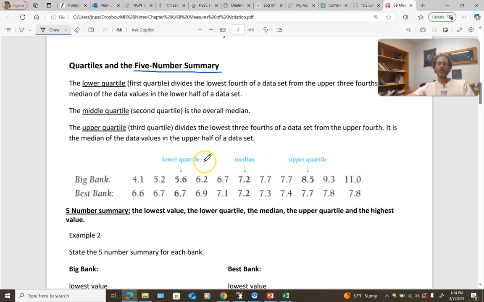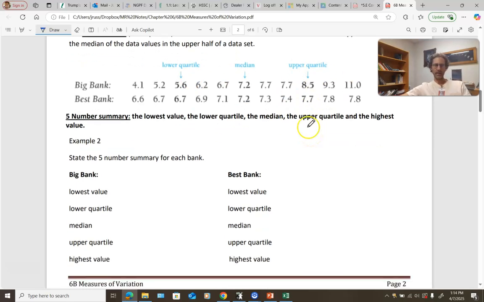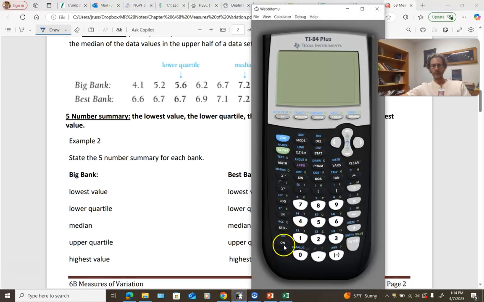Now, we are not going to calculate the lower and upper quartile by hand. We're going to let the calculator do that. Okay. And so we're actually going to find these. Of course, these values for Big Bank are kind of already given to us, but let's go back to the calculator. The calculator can find these for us. And we've already looked at this.